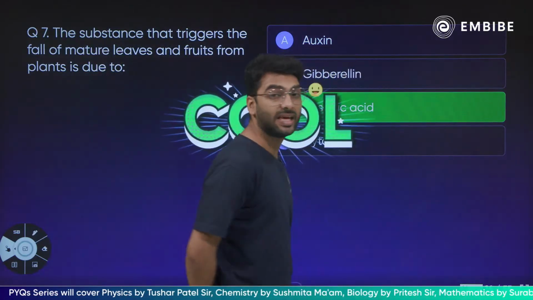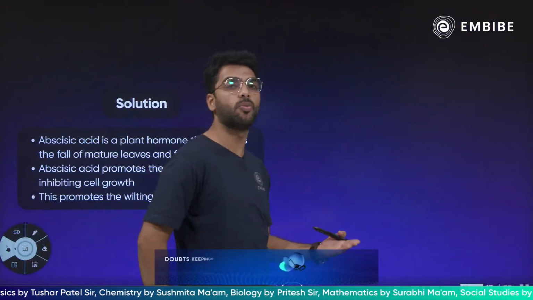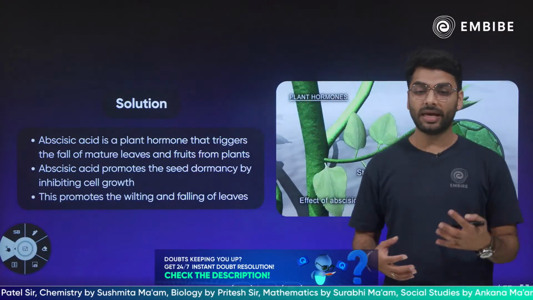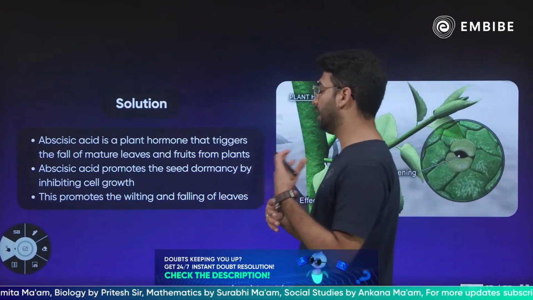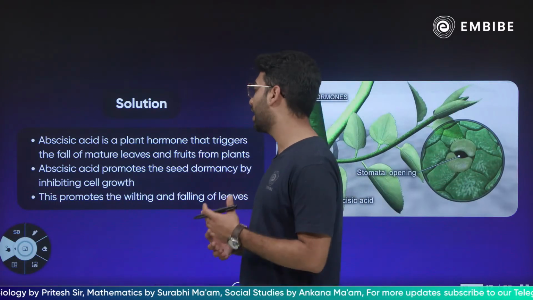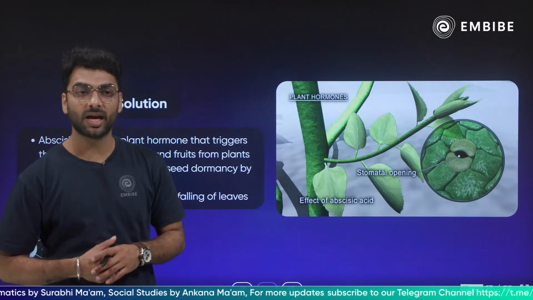All of you are saying C, abscisic acid. Abscisic acid is also called the stress hormone or the growth inhibitor. It will lead to seed dormancy. It will also cause wilting of the leaves, falling of the leaves, and falling of the fruits as well. ठीक है?